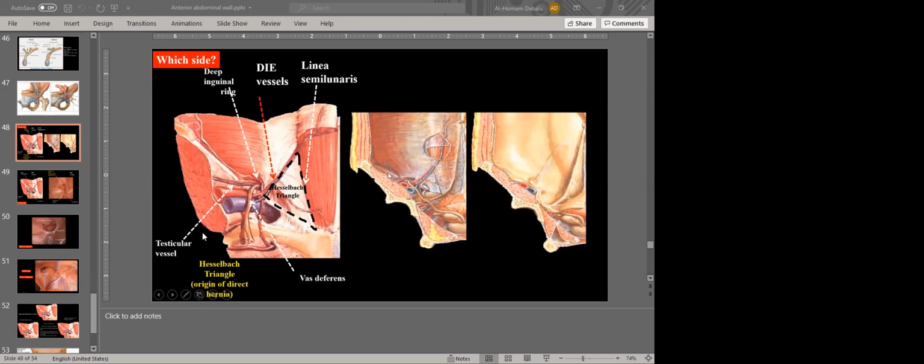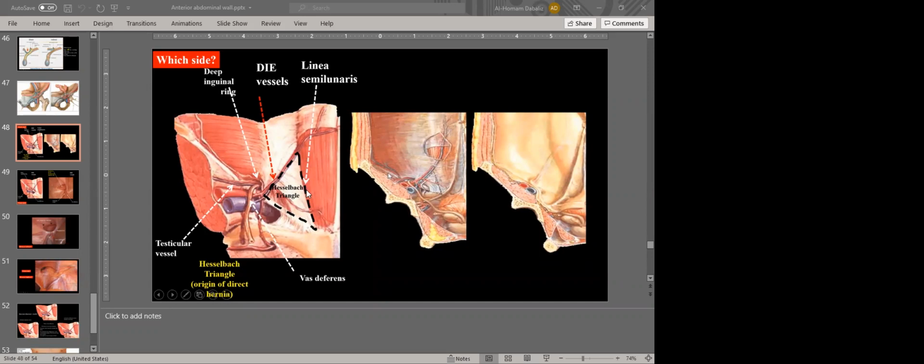So that's our direct hernia. Okay, is this clear? Great. So that's our direct hernia.